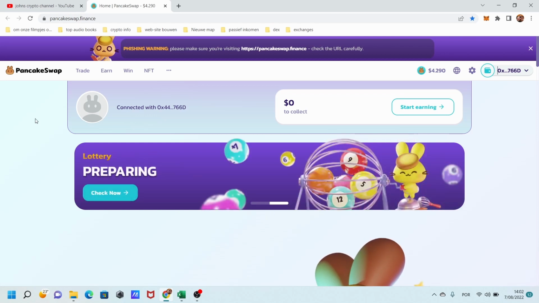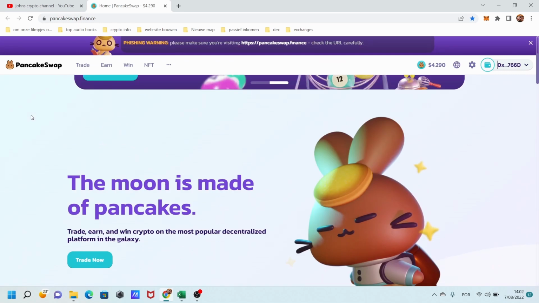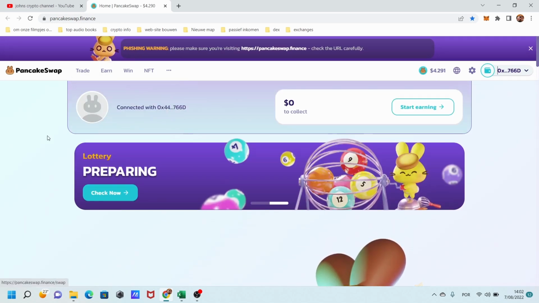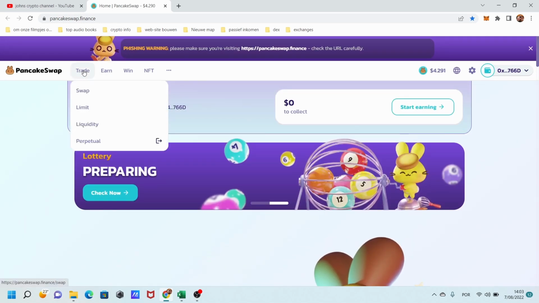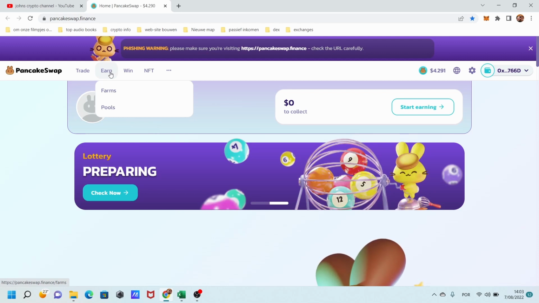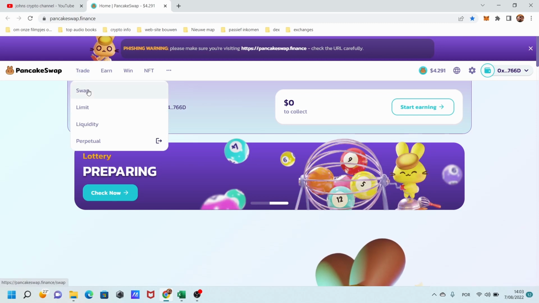Now, there is a lot on this website. I'll go over it very fast just to show you what we can do here. So the first one is trade. The second one is earn, win and NFTs. I only use trade for myself at this point.